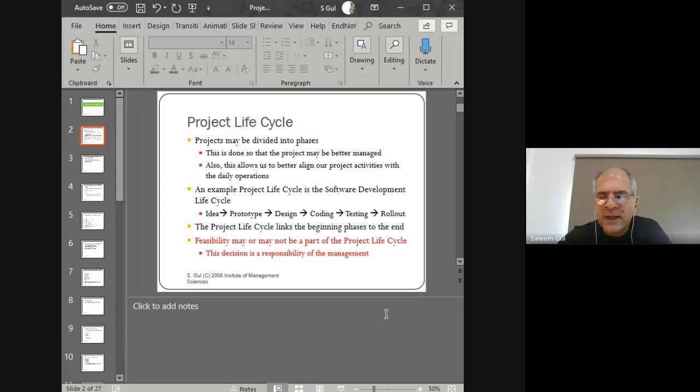And in the same way, the idea phase also has certain outputs, which is a collection of ideas that have been evaluated either in economic terms, business terms, or social terms, and a decision has been made as to which idea needs to be pursued.